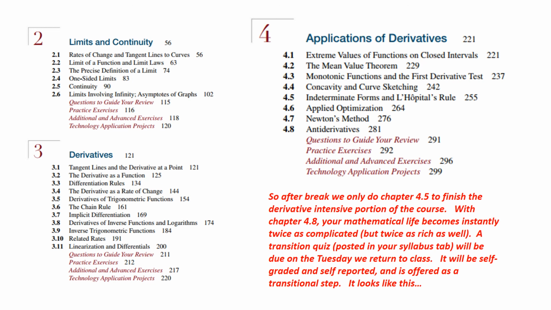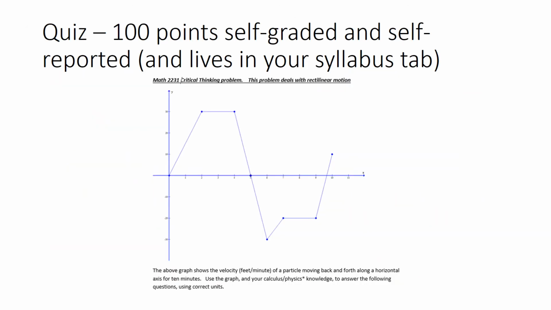With section 4.8, your mathematical life becomes instantly twice as complicated, but twice as rich as well. A transition quiz posted in your syllabus tab will be due on Tuesday when we return to class. You don't have to do it until Monday, but we will self-report and grade it on Tuesday in class. I think this is an important transitional step to what is happening on the flip side of spring break. And the quiz looks something like this. It's in your syllabus tab, so look at it on Monday, if not before.